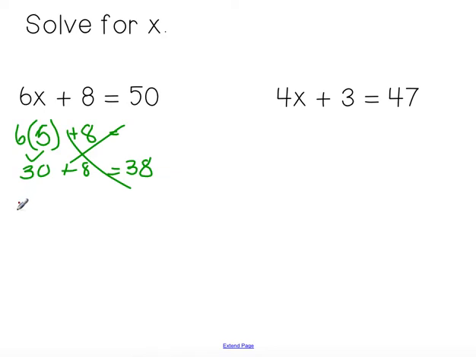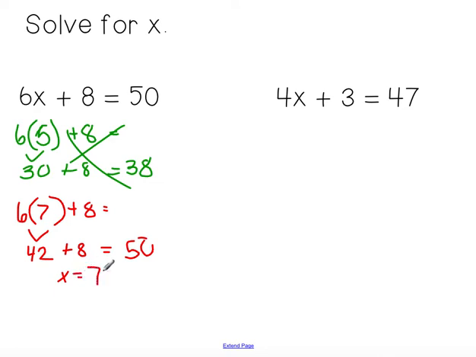So I'm going to try 6 times 7 plus 8 and see where that gets me. 6 times 7 is 42, plus 8 is 50. So I did it. x is equal to 7 because that is the number that makes that true.